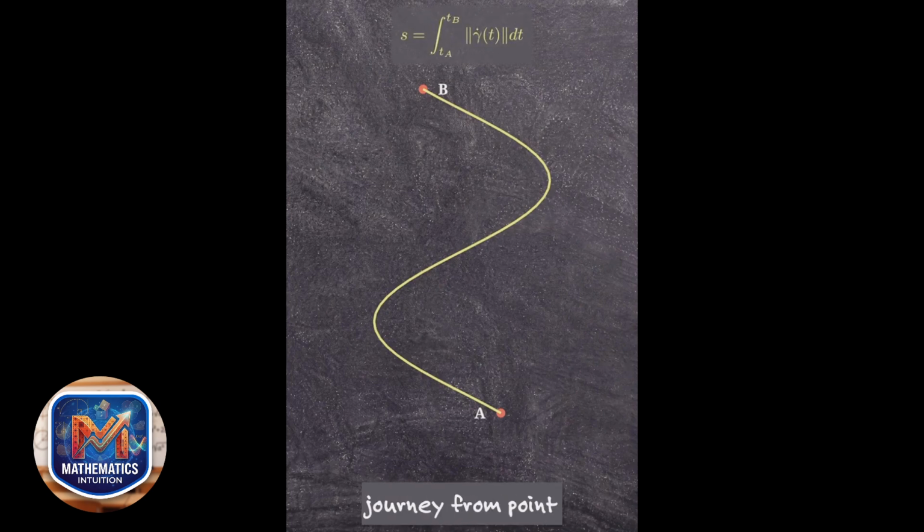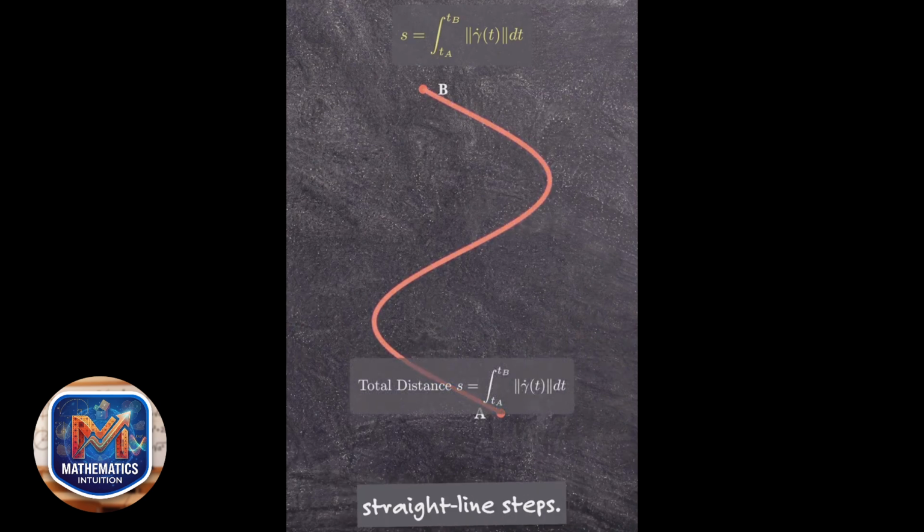So the whole journey from point A to point B is finally solved. And that winding road is perfectly measured by summing its microscopic straight line steps.